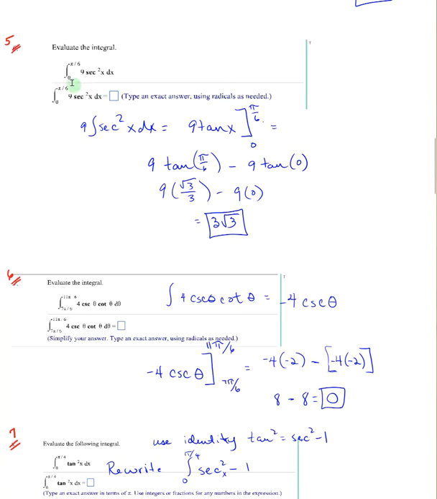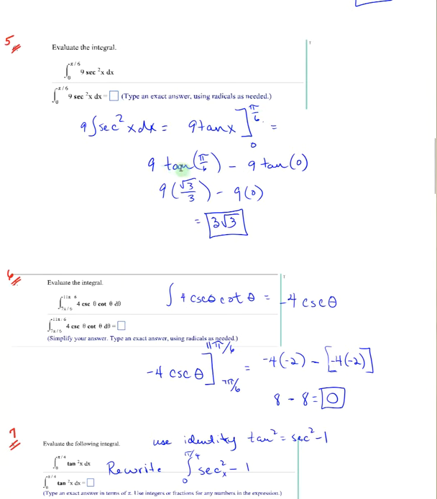Okay, so we have the integral from 0 to negative pi over 6 of 9 secant squared x dx. Now, secant squared, there is an integral rule for that. We're going to go ahead and pull the 9 through the integral sign because we can do that, and we'll just multiply it at the end. But the integral of secant squared is tan x. So we've got 9 tan x evaluated from 0 to pi over 6.